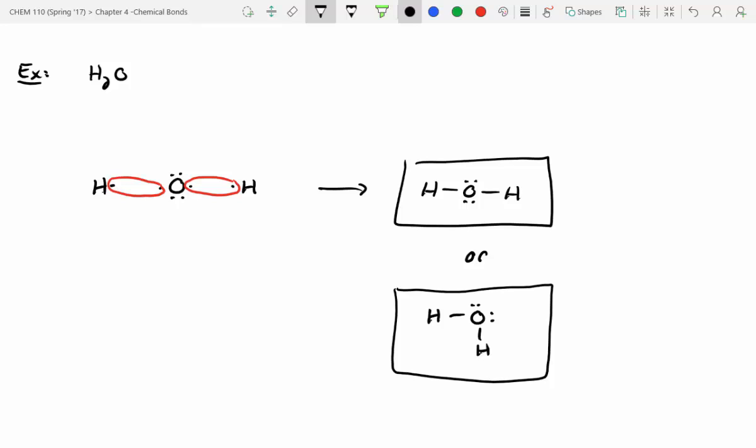But let's include the dipole arrows. What do you think is more electronegative, oxygen or hydrogen? Oxygen. So each of these arrows is going to be pointing towards the oxygen. Now the question is, which is a better representation?